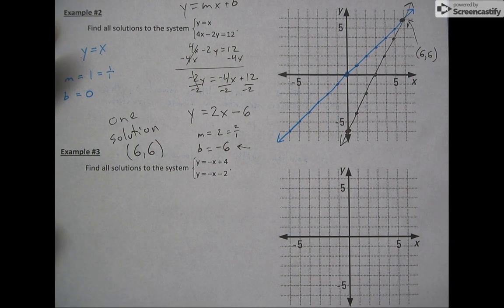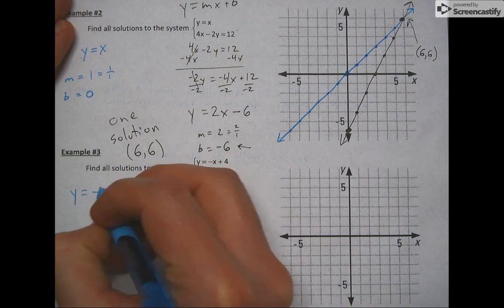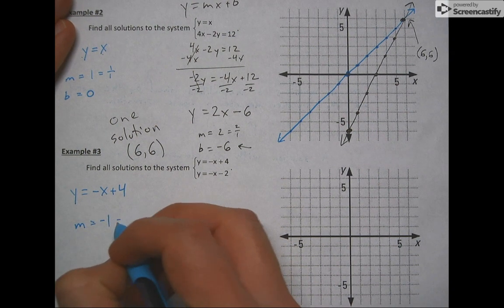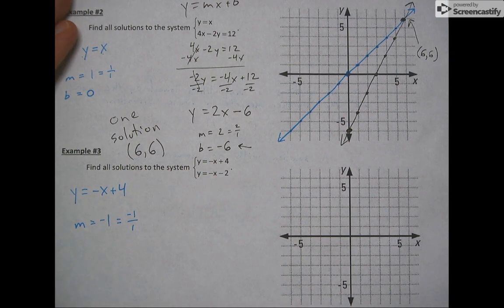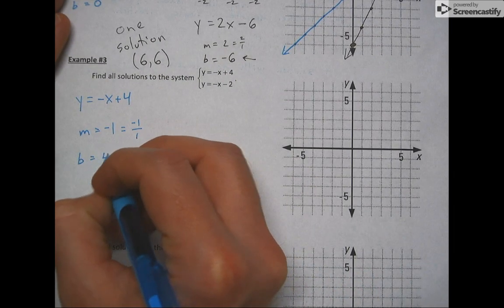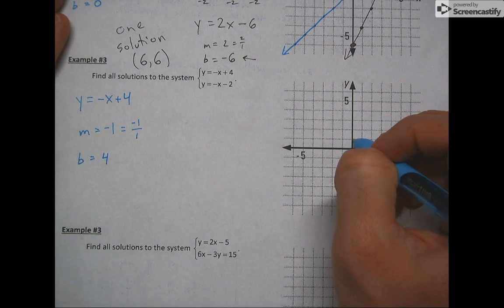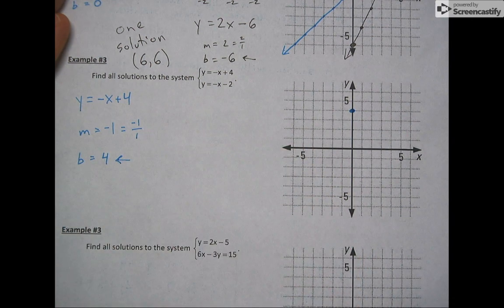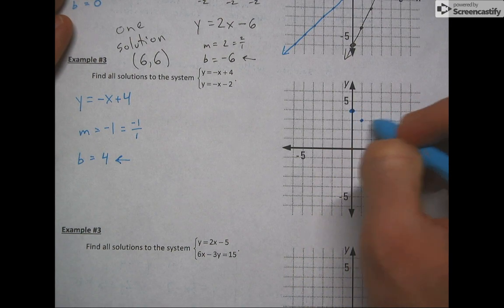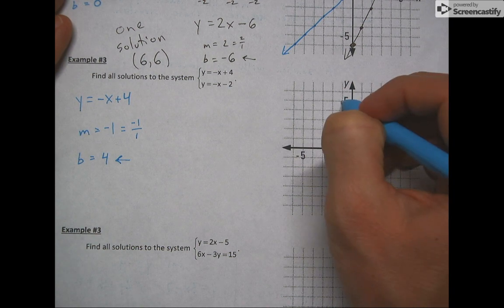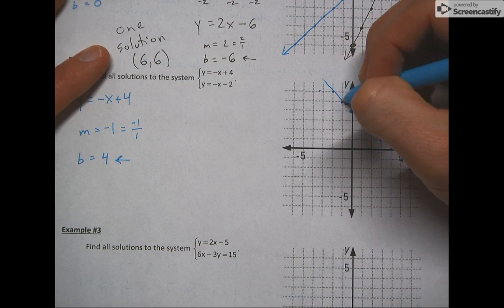Here's a different one. If I have y equals negative x plus 4, my slope is negative 1, that's negative 1 over 1. So that's down 1 over 1, down 1 over 1. My y-intercept is 4, so I'm starting at 4, where it hits the y-axis. Now I'm going to use this slope of negative 1, down 1 over 1, all the way across this graph. So it looks like this.